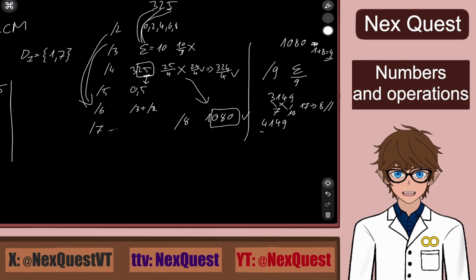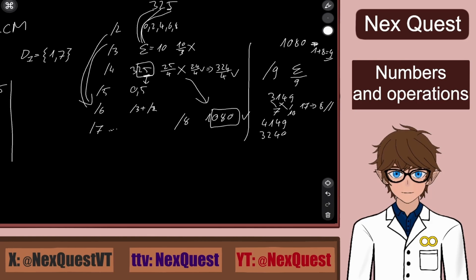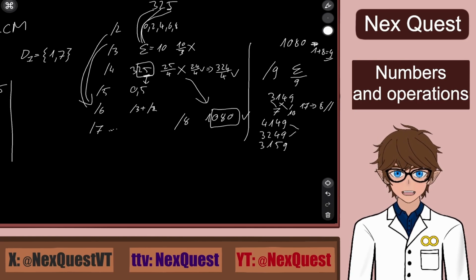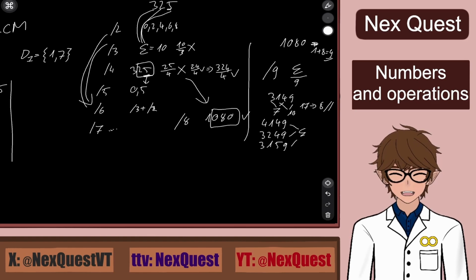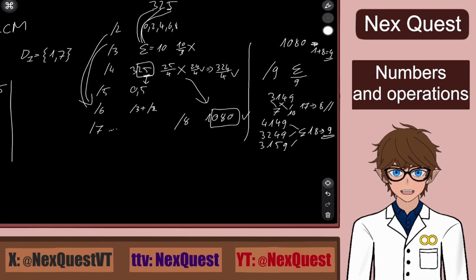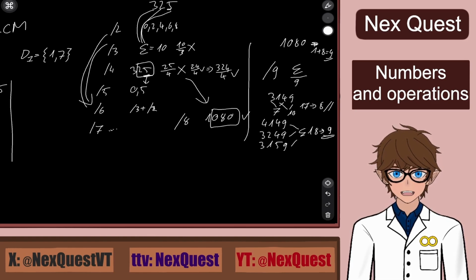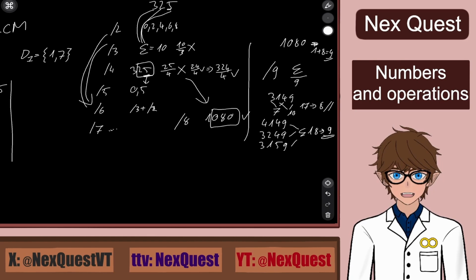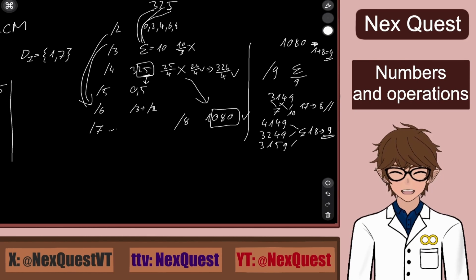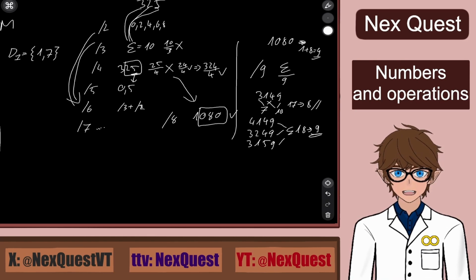So let's say we can put 4149 or 3249 or 3159. They all sum up to the same value. They all sum up to 18, which is divisible by 9, because 2 times 9 is 18. Or if we sum that up again, we get 9. So yes, all of them are divisible by 9.